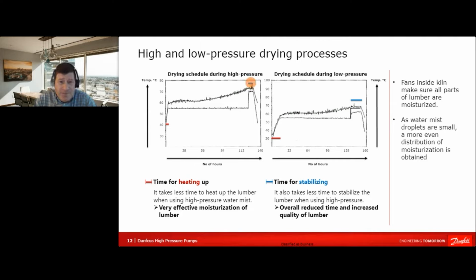I also would like to point out that the whole process, if you check the scale of the hours, which is this down axis, the whole process is much faster compared to low pressure. It means that the cycles of the drying kilns, if you compare on a yearly basis, you can dry much more with the same chamber, because the cycle is shorter.